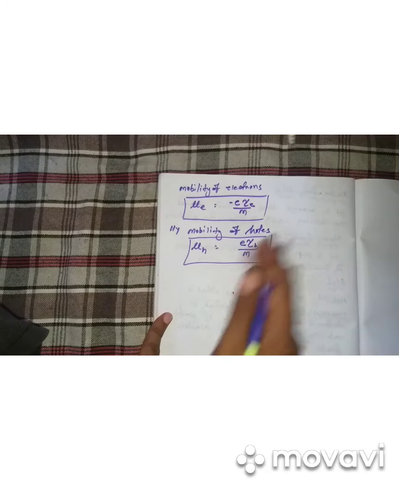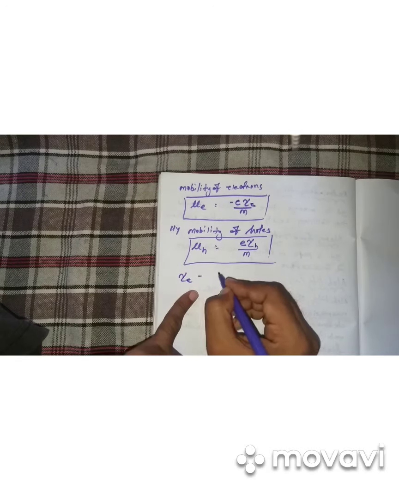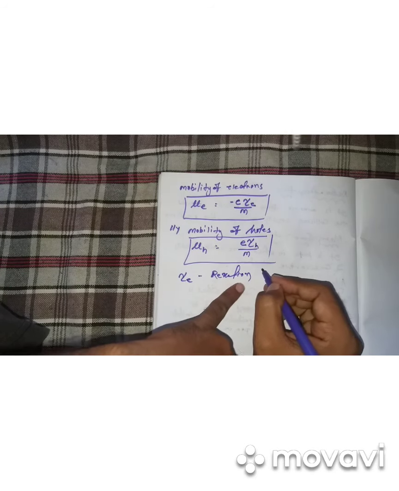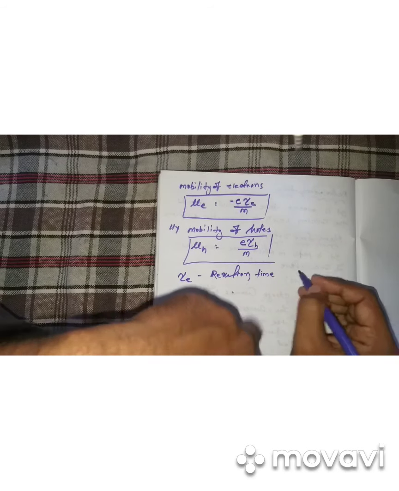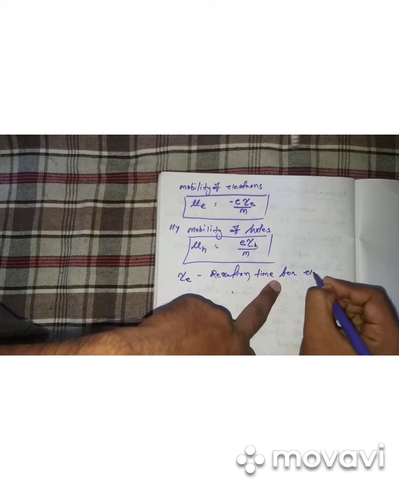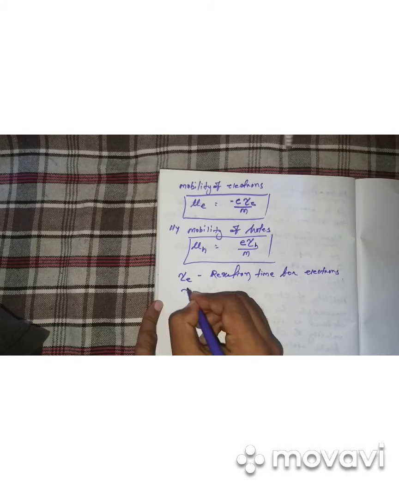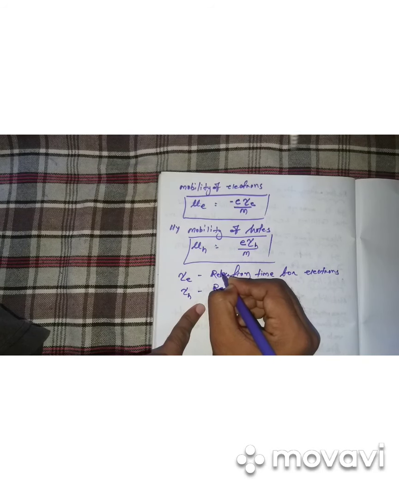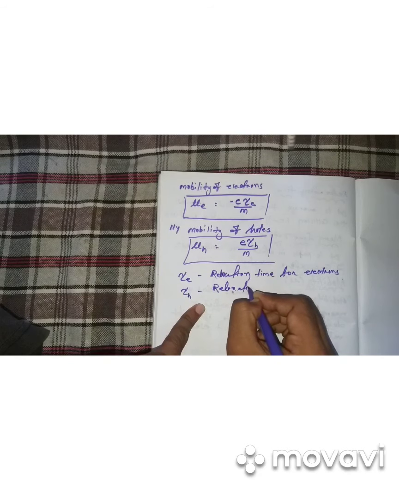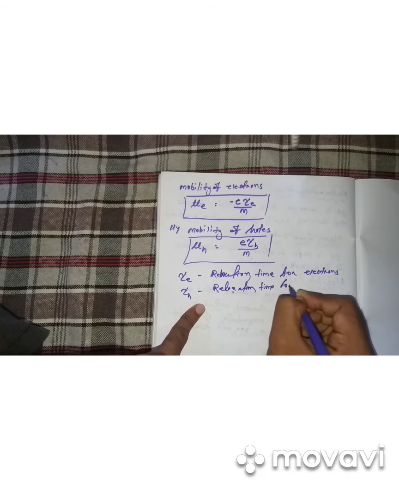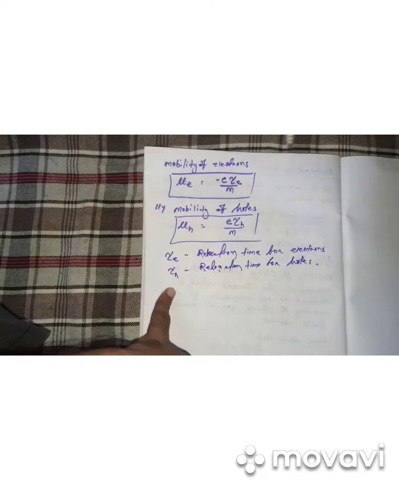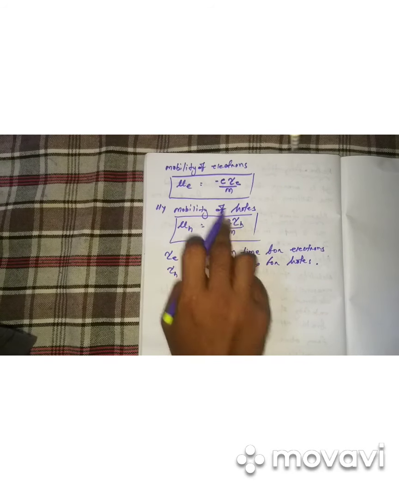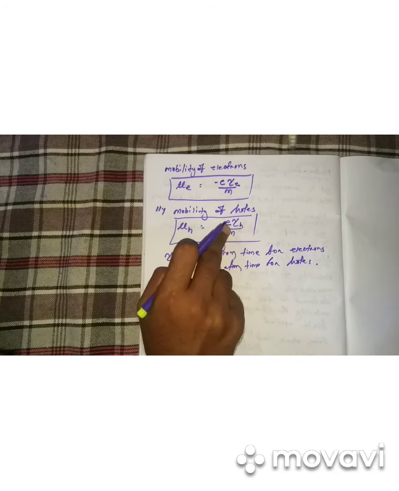So here tau e can be represented as relaxation time for electrons. Tau h equal to relaxation time for holes. Clear? And that can be represented: mass of electron, mass of hole. Okay, that is called charge of electron minus e, that is called charge of hole.